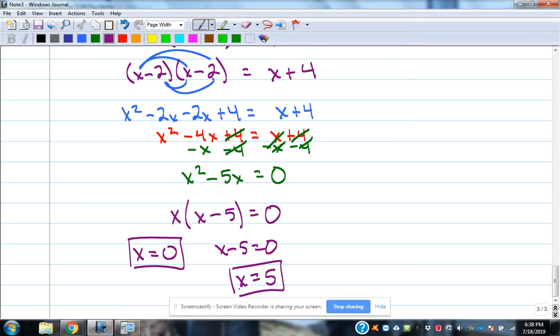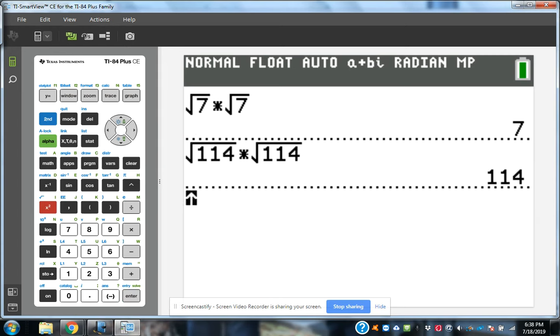But I got to check them. I don't even remember what the original problem was. I'm going to go back and write it down. The original problem was 3x plus 1 underneath the square root minus x plus 4 underneath the square root is equal to 1. That's what I'm checking those in. Okay. So I'm going to use the calculator to help me check them. So square root of 3 times 0 plus 1 minus the square root of 0 plus 4.